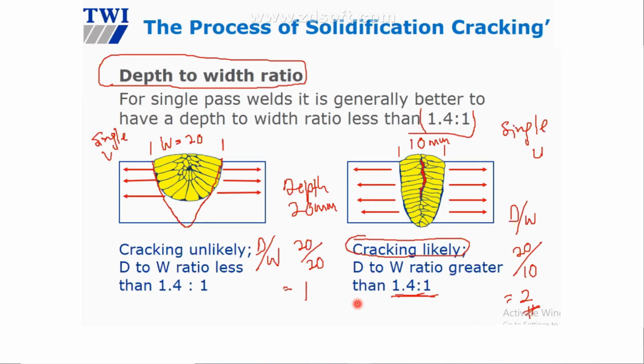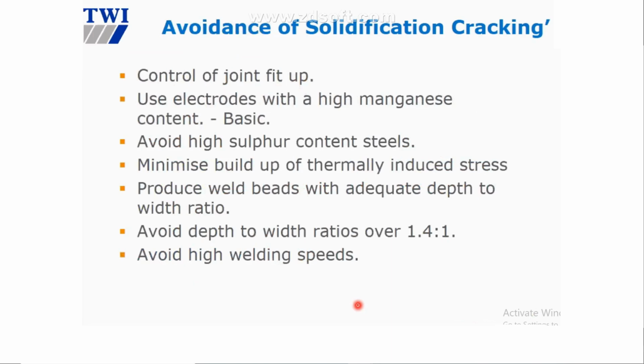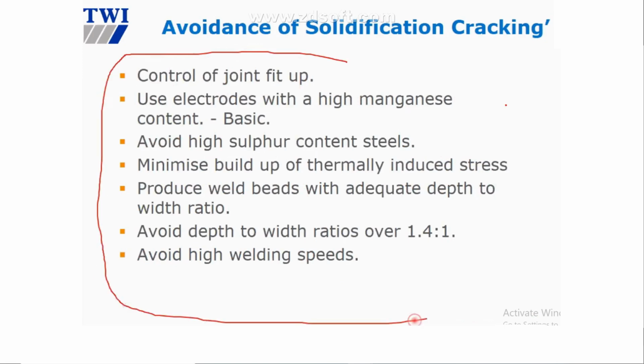So depth to width ratio, sulfur, and also the thermal stress. Those are the 3 factors where solidification cracking can occur. So please memorize that, especially the depth to width ratio. They like to ask you about this. And please, if you can, memorize a bit about all this.